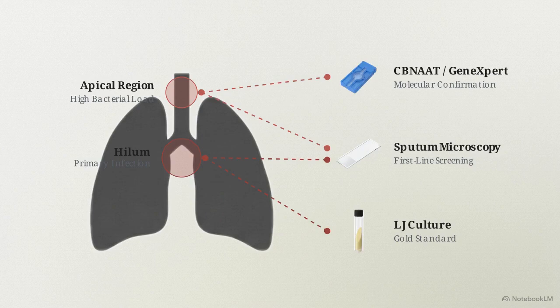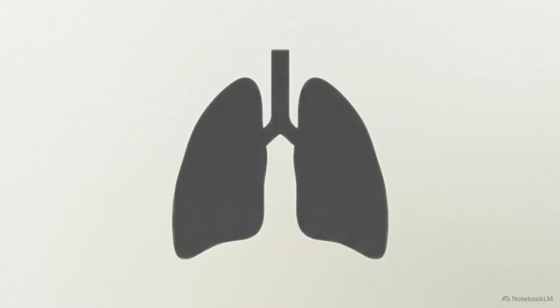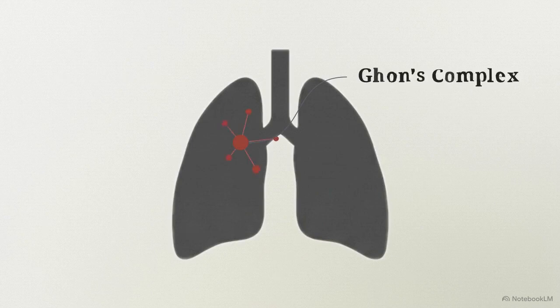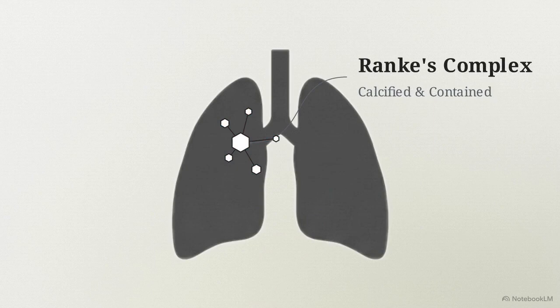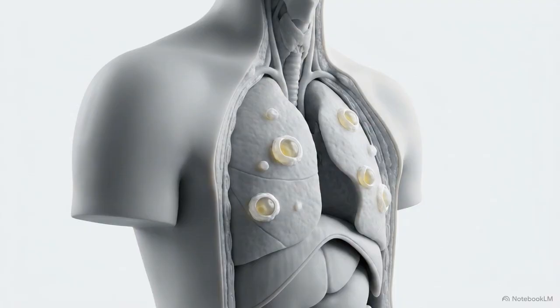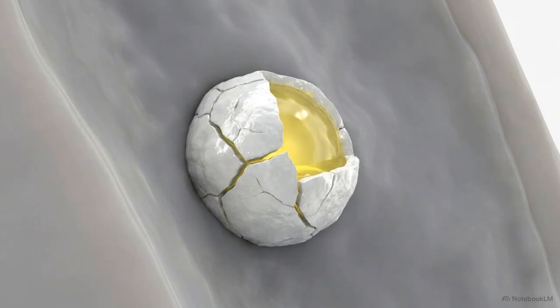designed to find it. The initial infection takes hold at the lung hilum, forming a localized lesion, a Ghon focus. Spreading to local lymph nodes forms a Ghon complex. In 95% of cases, the immune system contains it. It calcifies into a Ranke's complex, requiring no treatment. However, roughly 4 to 5% of these primary infections enter latent TB. This is an asymptomatic, dormant state where the bacteria survive inside the host, carrying a persistent risk of future reactivation.